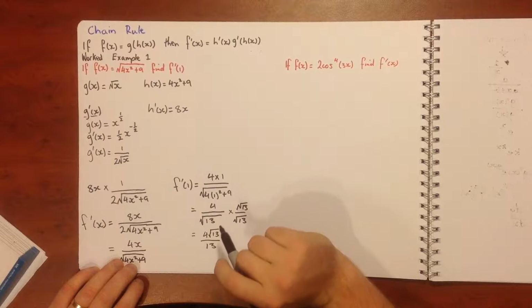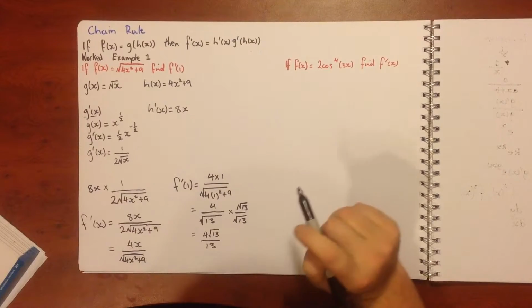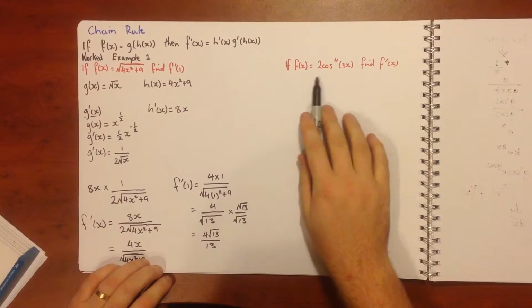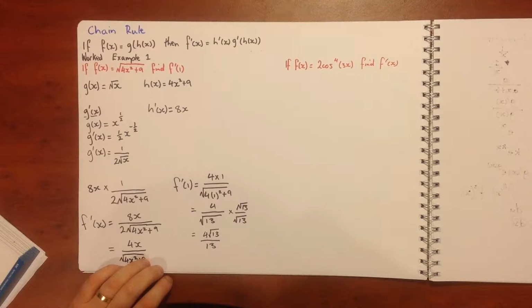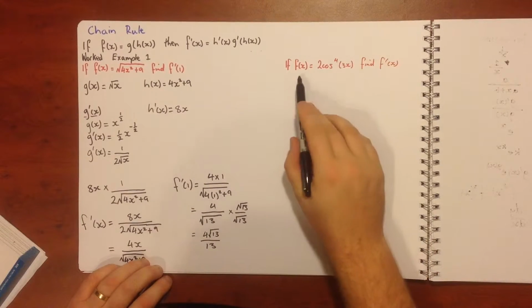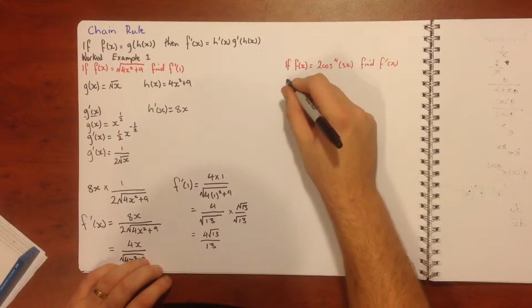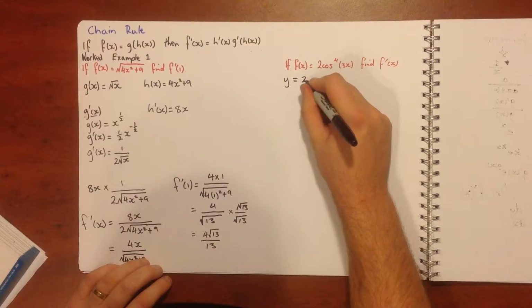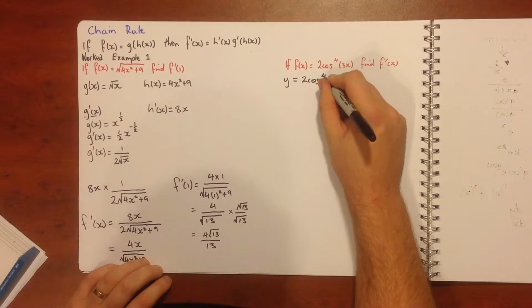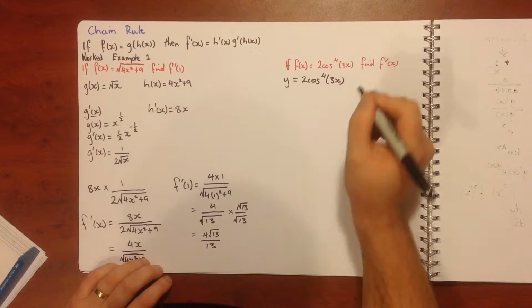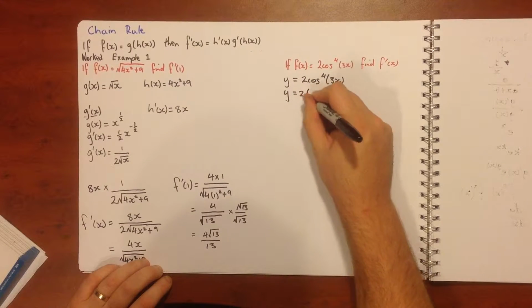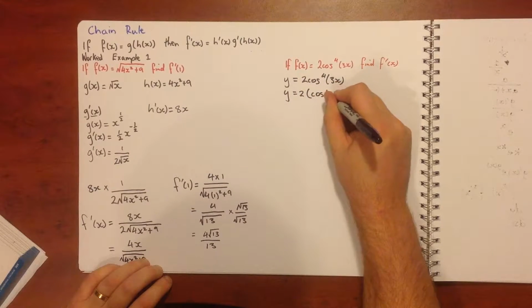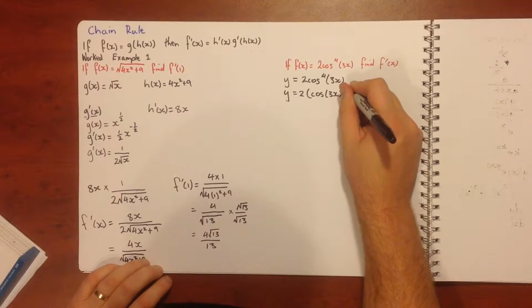I'll do this one a little bit more along the lines of our textbook. For this one, we need to identify, first of all, a bit of a substitution that we can do. So we're going to change this to our terminology of y and say that y equals 2 cos to the power 4 of 3x. Think of this as y equals 2 outside of cos of 3x to the 4.